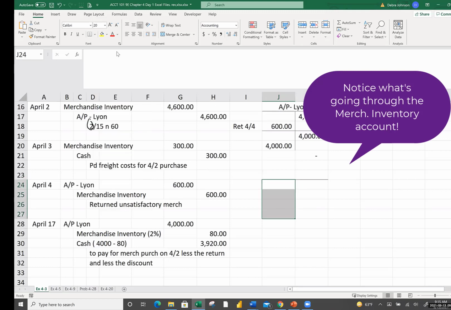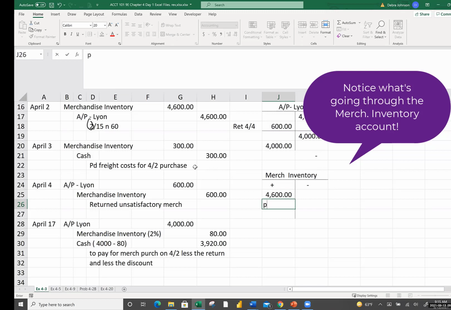Let me make a real quick account just to give you an idea of what's going on here in this merchandise inventory account. Remember that merchandise inventory is an asset. In other words, it looks like this, like all assets look. And let's see what's in the merchandise inventory. So I'm going through these and I'm going to post anything that affects merchandise inventory.